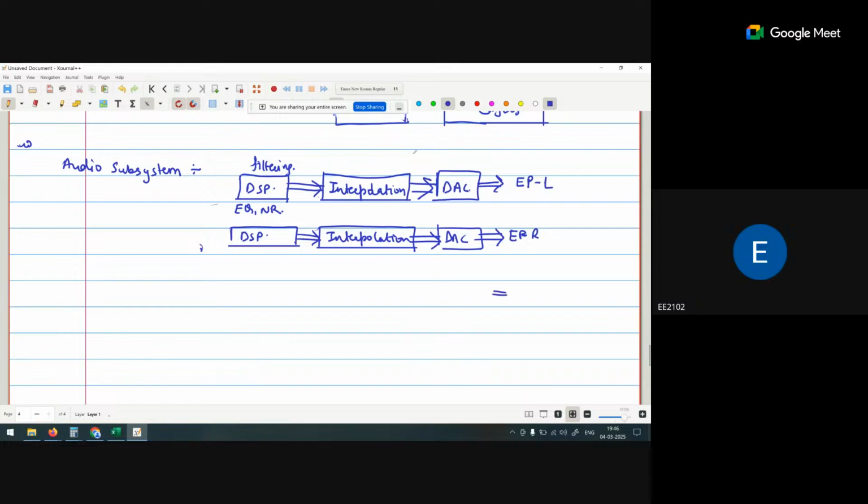Now, if we are talking about the microphone, the signal will be coming from the microphone. Now we require the ADC. Then, instead of interpolation, we require decimation. Interpolation and decimation, I think you are aware of from signals and systems. Through the decimated signal, it will go to the DSP unit, the signal processing unit.